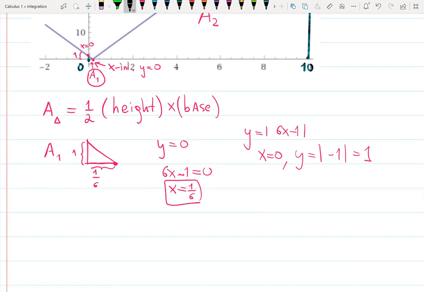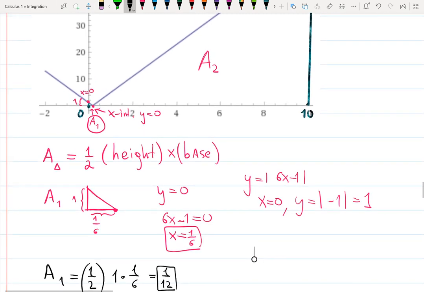Then I can write down that area 1 is 1/2. I usually put it first, not to forget. And then height is 1 and base is 1/6. So the total is 1/12. That's a very small area, which makes sense from the graph. Look at how tiny the triangle is.